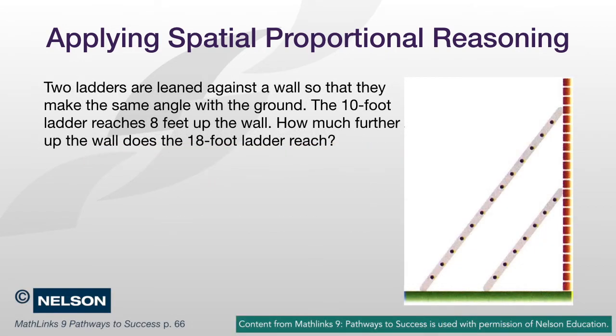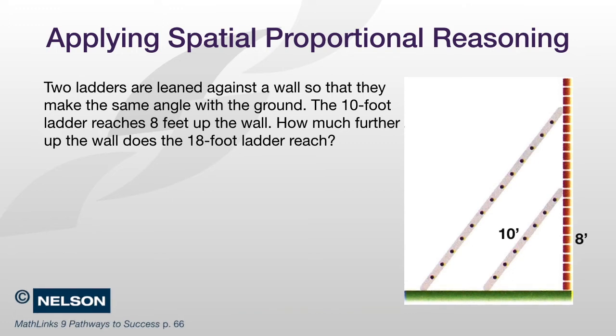Two ladders are leaned against a wall so that they make the same angle with the ground. The 10-foot ladder reaches 8 feet up the wall. How much further up the wall does the 18-foot ladder reach? This problem involves two nested triangles. The angle formed by the wall and the ground is a right angle. The question states that the two ladders make the same angle with the ground.